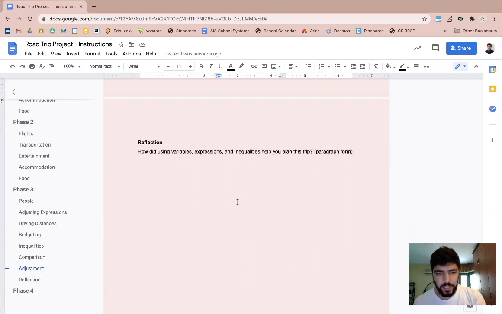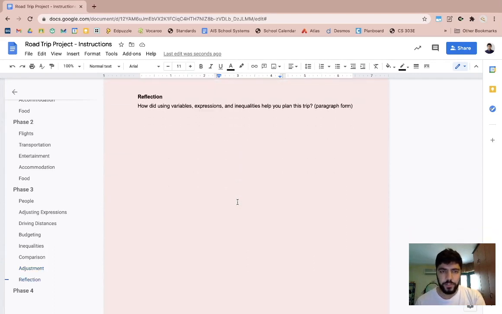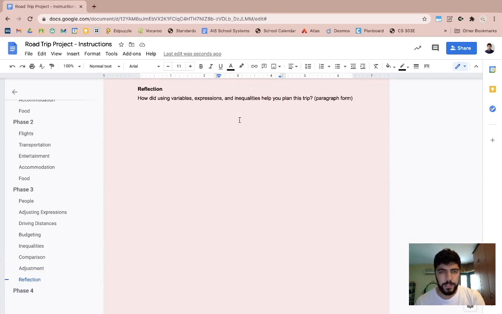What's left is just a reflection question. So I gave you the whole page for it. You can write the whole page if you want. I just want you to answer this. How did using variables, expressions, and inequalities help you plan this trip? And I want you to respond in paragraph form. Okay?